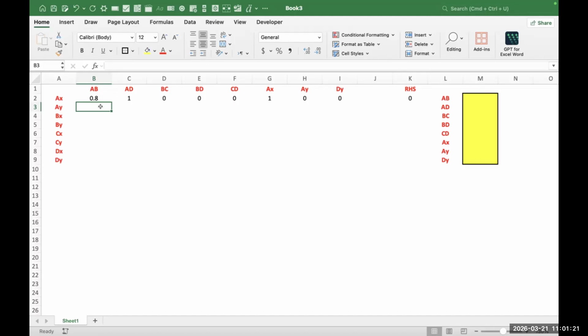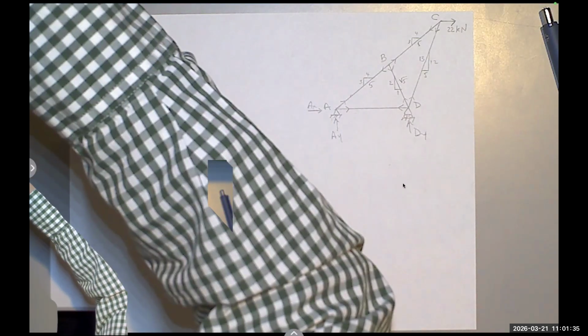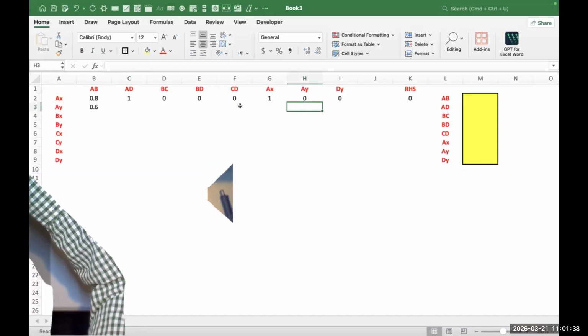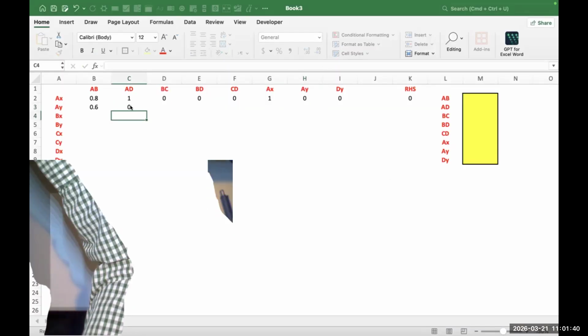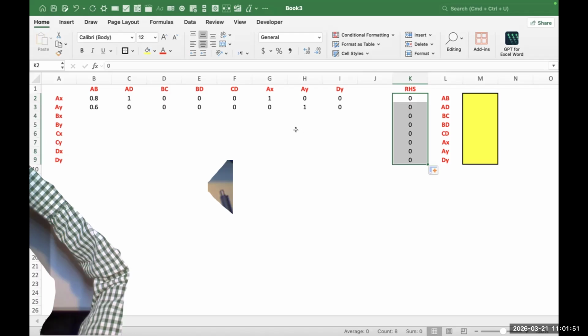AY, the AB has a 3/5, which is 0.6 or 3/5, but AD doesn't have any component vertically because it's a horizontal member, right? AD is a horizontal member, so it doesn't have a Y. Only I have a 1 here, but I can write a 0, fill to the right, 1 and 0. And I can fill in this with the zeros. For now, there is only one external force.